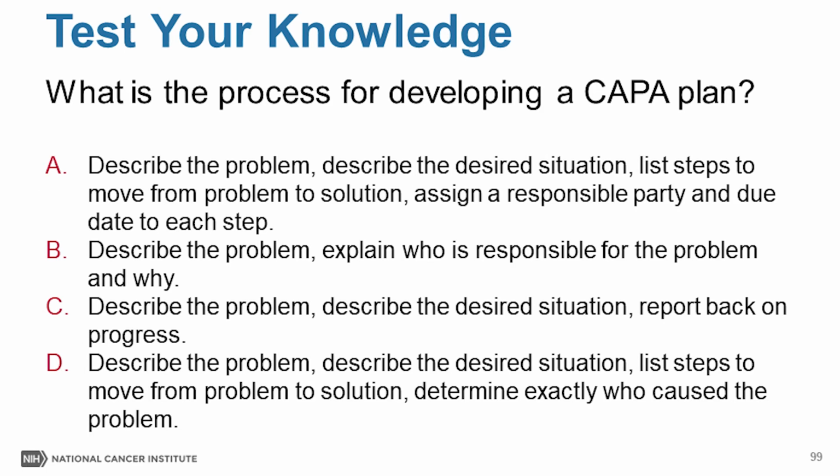And finally, one last test your knowledge question. What is the process for developing a CAPA plan? A: Describe the problem, describe the desired situation, list the steps to move the problem to solution, assign a responsible party and due date assigned to each step. B: Describe the problem, explain who is responsible for the problem and why. C: Describe the problem, describe the desired situation, report back on the progress. And finally, D: Describe the problem, describe the desired situation, list the steps to move the problem to solution, determine exactly who caused the problem. And the correct answer is A. You want to do all of those steps, not just subsets of those steps as identified in B, C, and D.